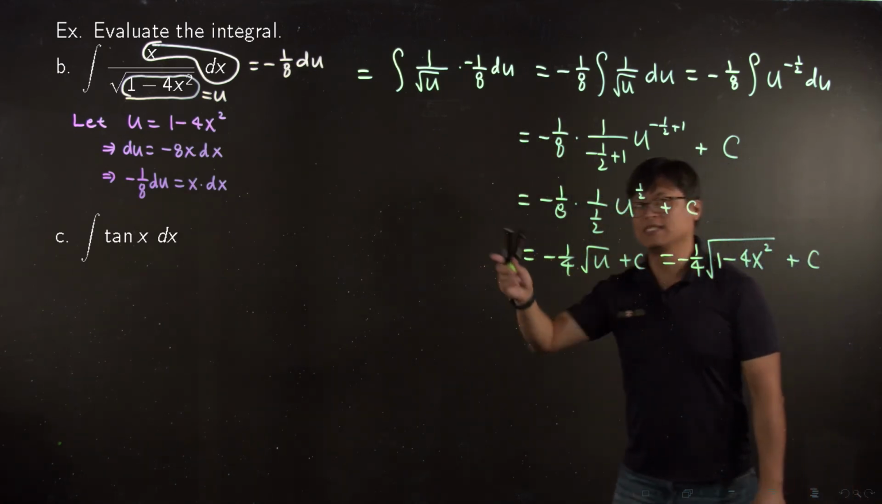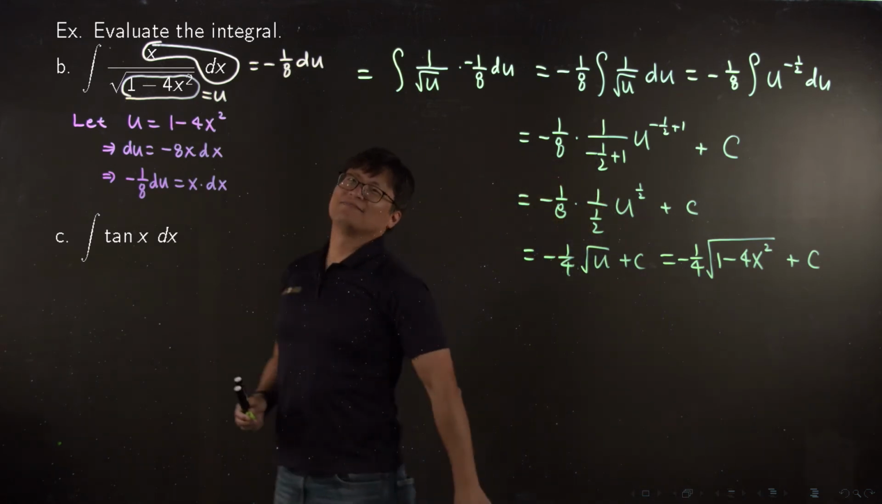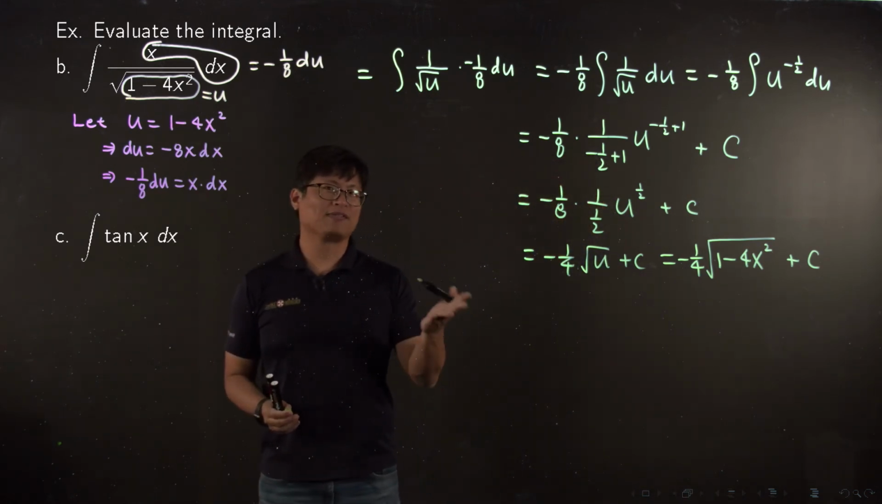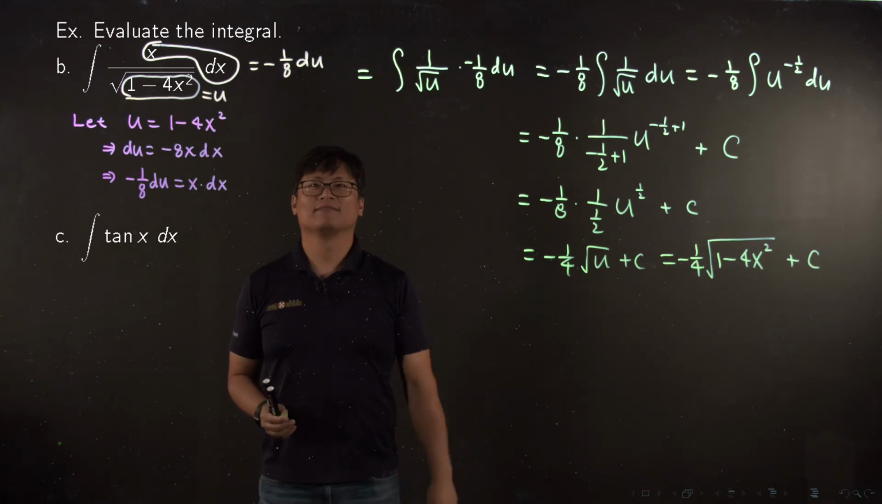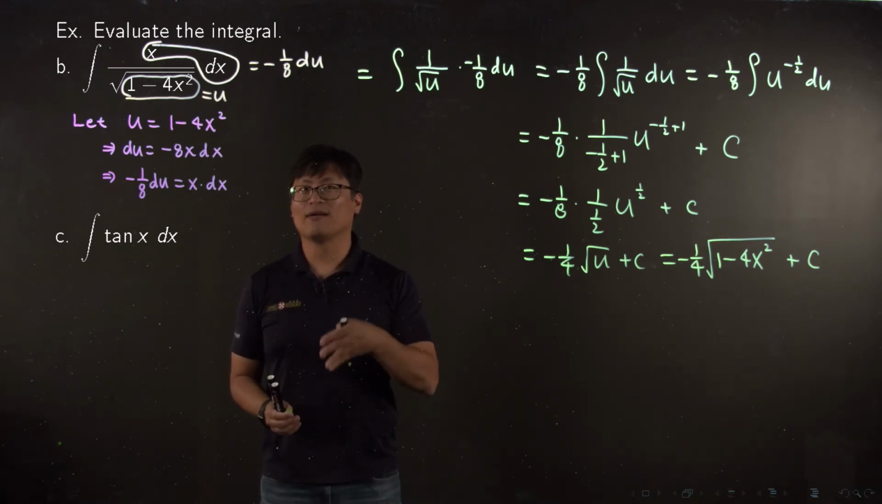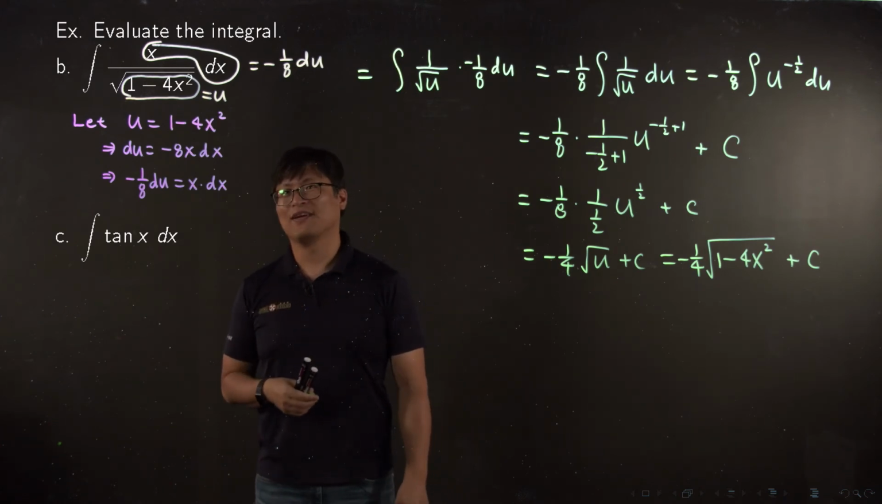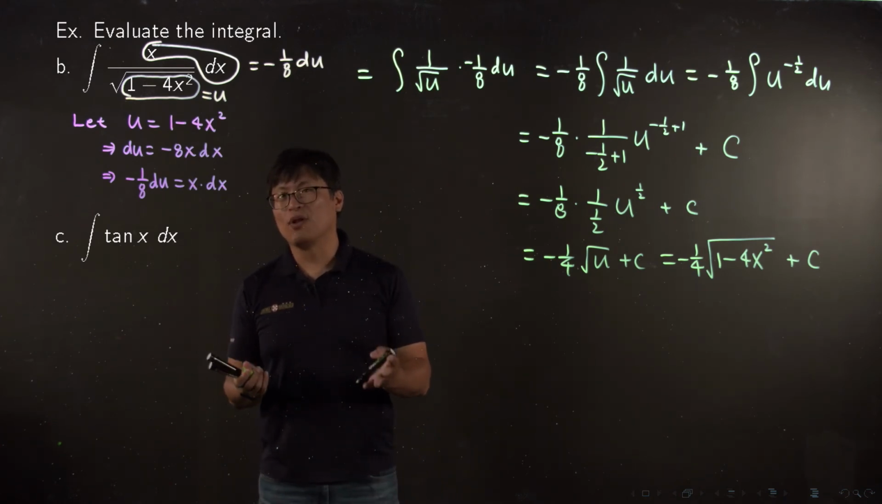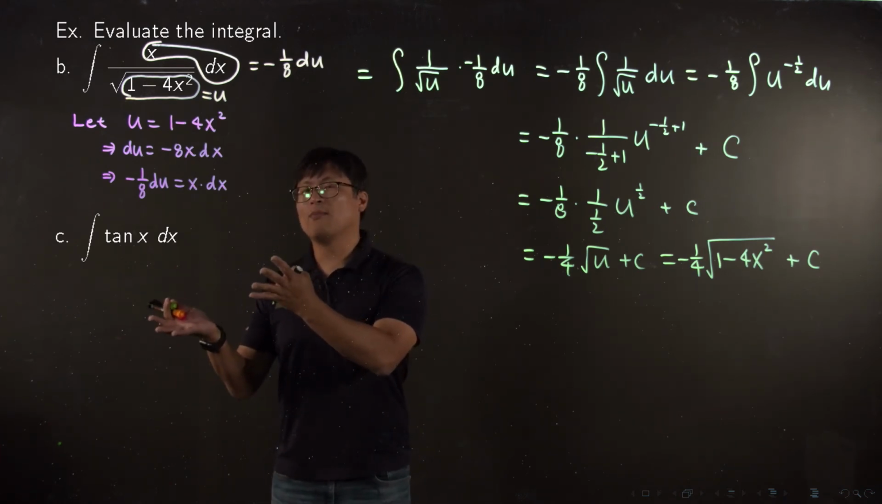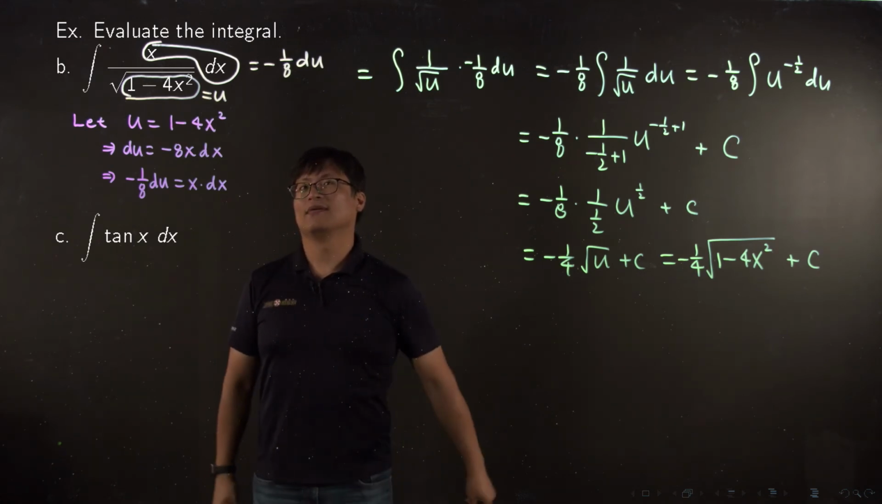And now let's talk about c. Well, we know integral of sine and we know integral of cosine. Then we assume we know integral of tangent. But you know what? It is wrong, okay? Well, you can memorize it as a formula, but this one can be found by the use of u-substitution. Let me show it to you, okay?